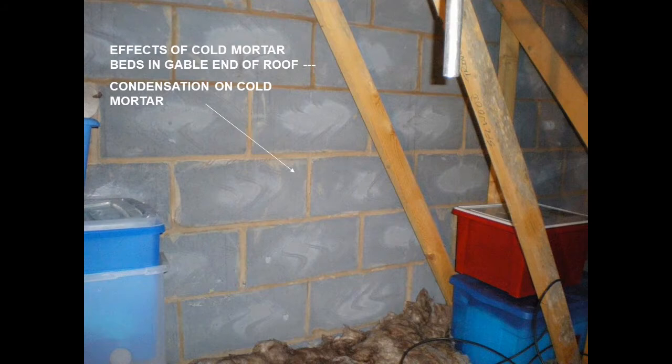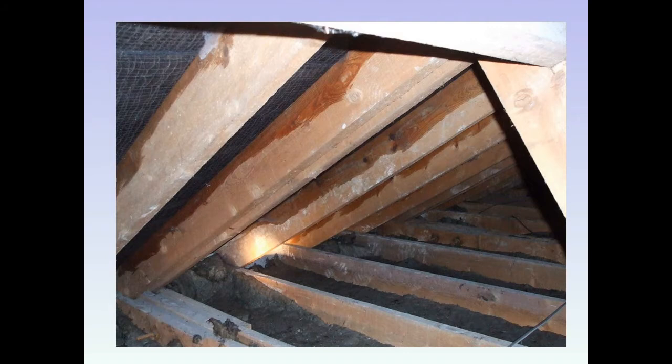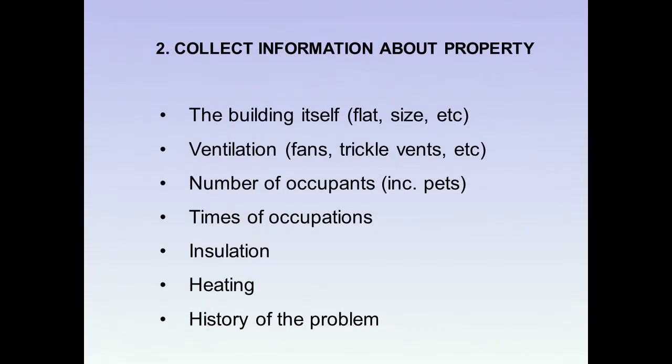And this is rather an interesting one. It's the effects of cold mortar beds in the gable end of a roof. The condensate was forming onto the colder mortar and soaking into the lightweight blocks. More condensation, been condensating on the lining and then soaking into the timber. So those are the visuals.